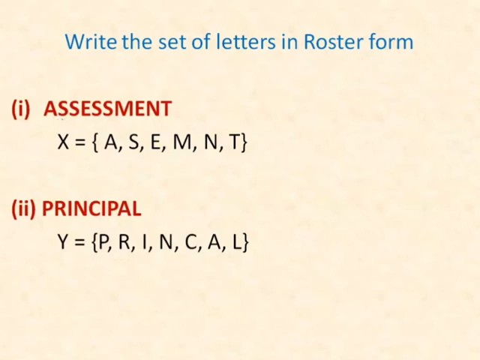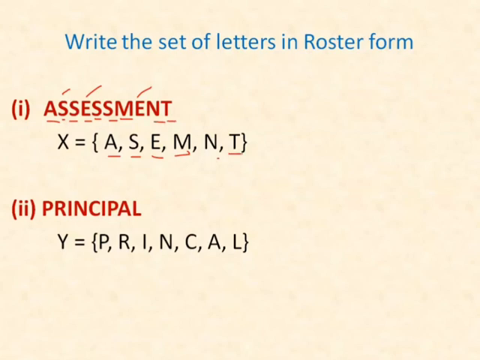Here the element S is repeated four times. But the property of a set is you have to write it only once. So we are writing the first letter A. S is written four times here, so we are writing it only once. Next letter is E, we are writing it. Then M. E is already written twice here, so we are writing E only once. And then N is written here.